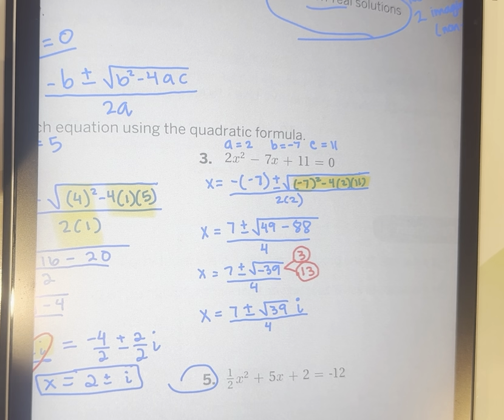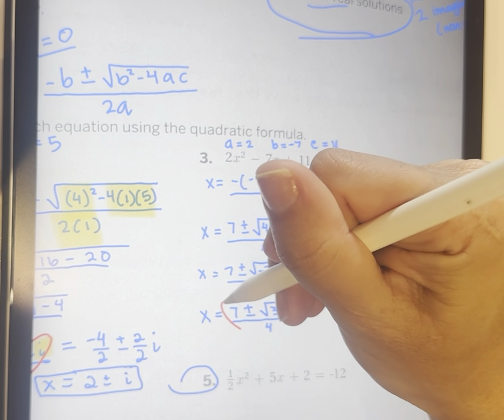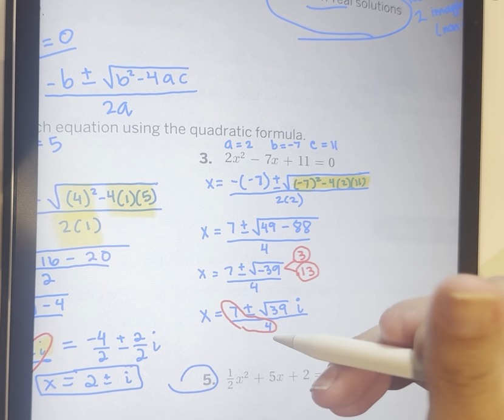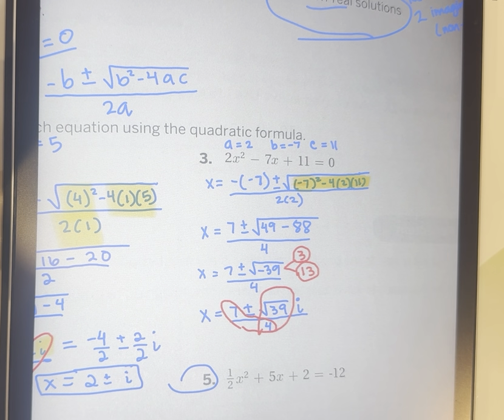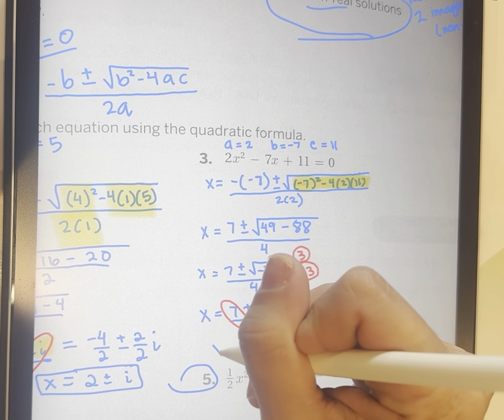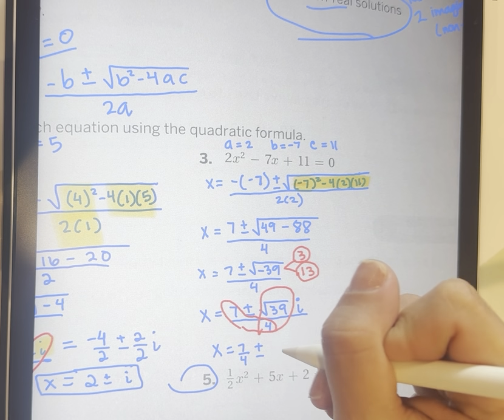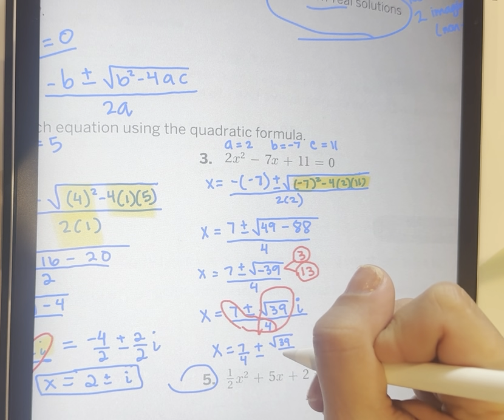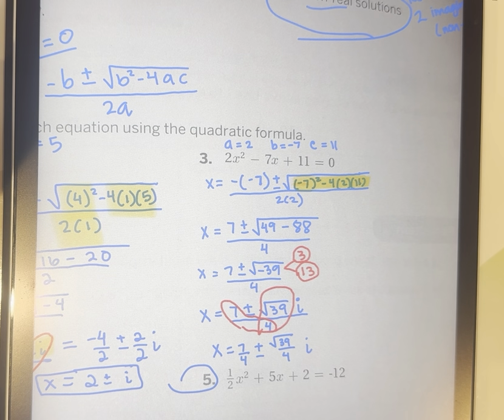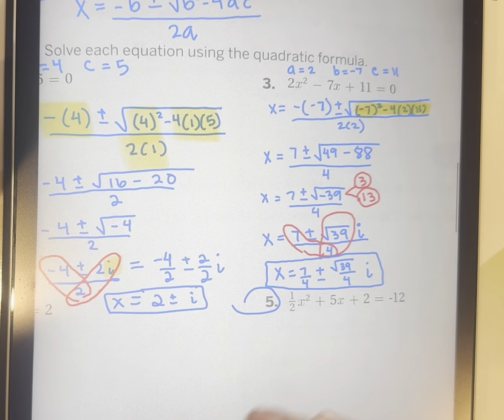Now we would be done right here, except that i must be at the end and alone. It cannot be part of a fraction. So we're going to have to do our same thing we did when the numbers weren't so ugly. We're going to have to do the split. And we get x equals 7 over 4 plus or minus radical 39 over 4, and then i, all the way at the end, all by itself. Final answer. Boom. Okay.